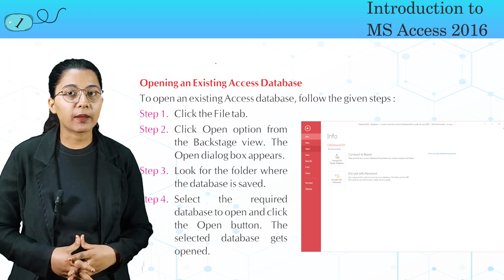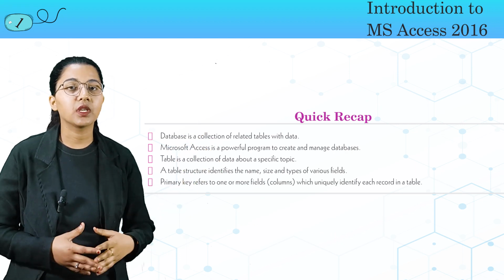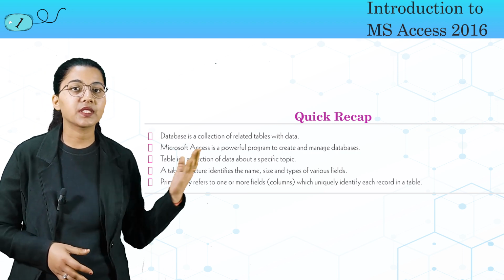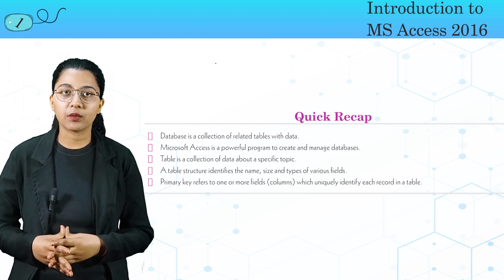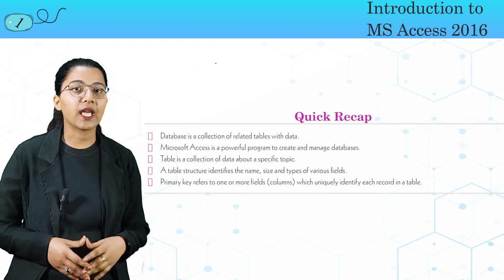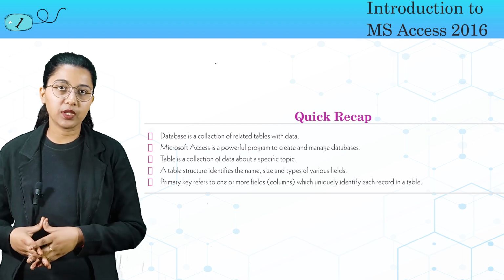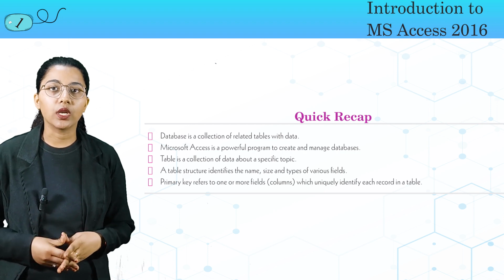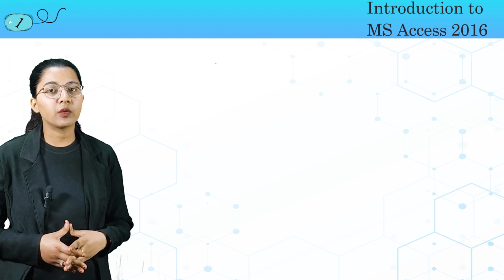So this is it from the chapter. Let's revise this full chapter through some quick recap. Let's read. Database is a collection of related tables with data. Second, Microsoft Access is a powerful program to create and manage databases. Table is a collection of data about a specific topic. Then next, a table structure identifies the name, size and type of various fields in a table. And lastly, primary key refers to one or more fields, that is columns, which uniquely identify each record in a table.